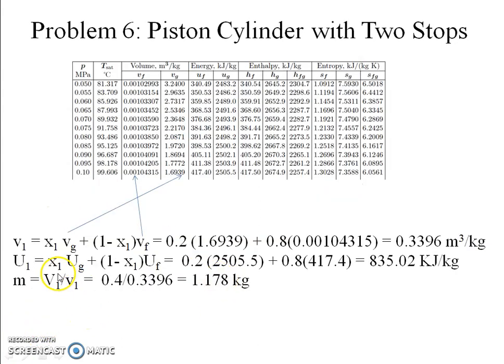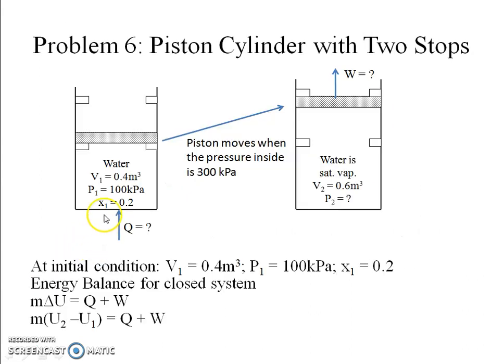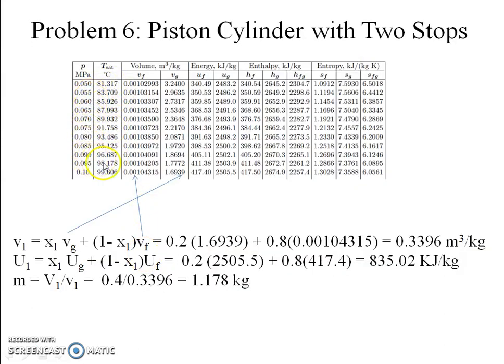What I can do is use steam tables to find this out. I know that initially the pressure is 100 kilopascal and the quality of steam is 0.2. So I will look at the saturated steam table. 100 kilopascal is 0.1 megapascal. I will read the values of the specific volume for gas and for liquid, that is Vg and Vf. Then I calculate the specific volume of the wet steam with a quality of 0.2.